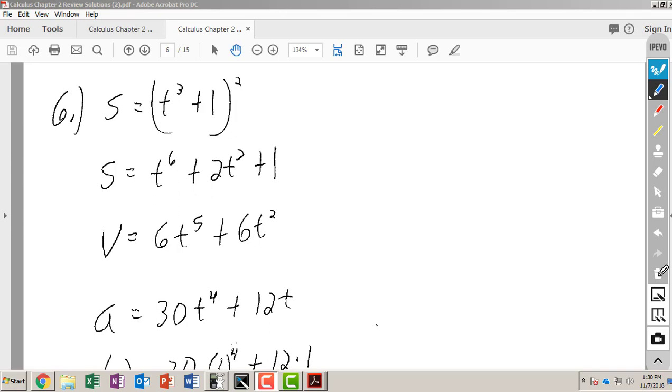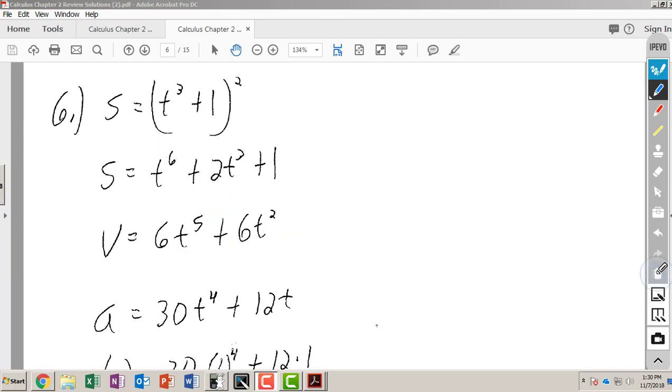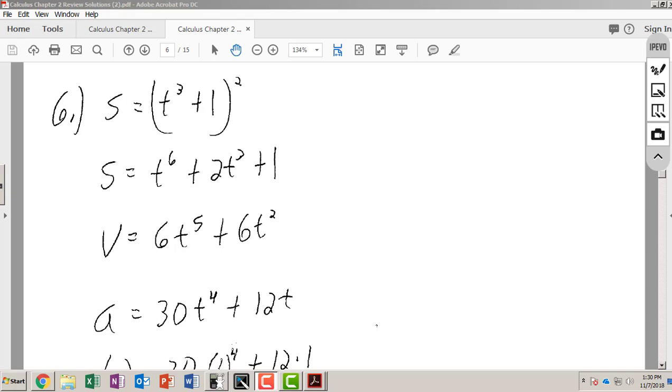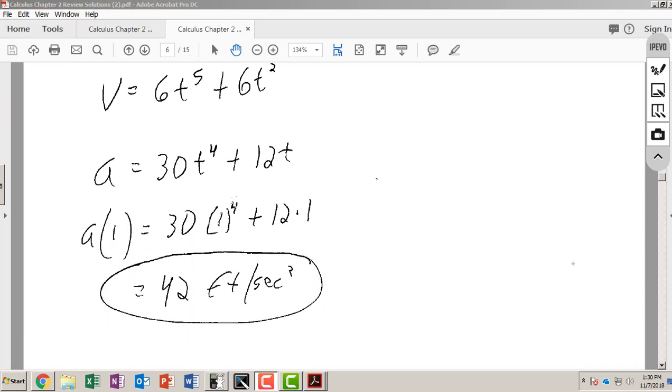So remember the first derivative is velocity. When I derive this position function, I've got t to the 6th. So I multiply by 6 and I subtract 1. And so that's going to give me 6t to the 5th. So 2t to the 3rd now becomes 6t squared. So that's my velocity equation, 6t to the 5th plus 6t squared. Now to find my acceleration equation, I take my velocity equation and I find its derivative.